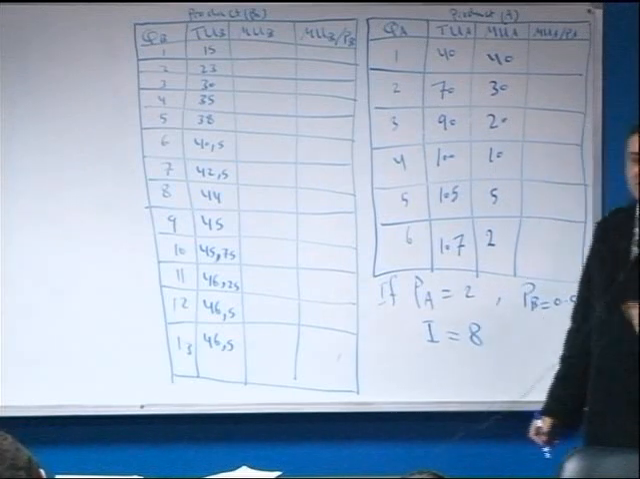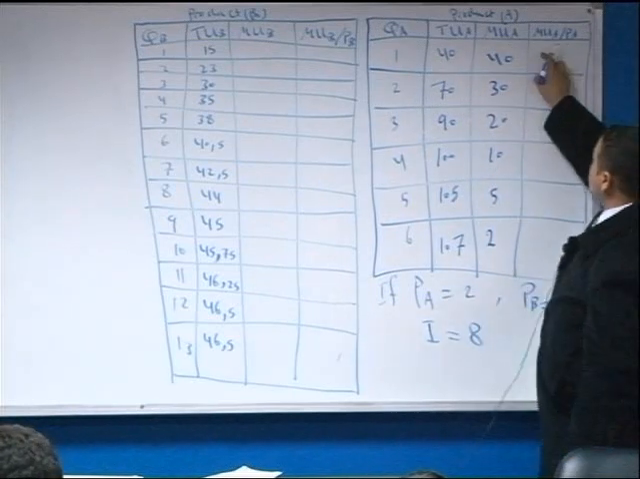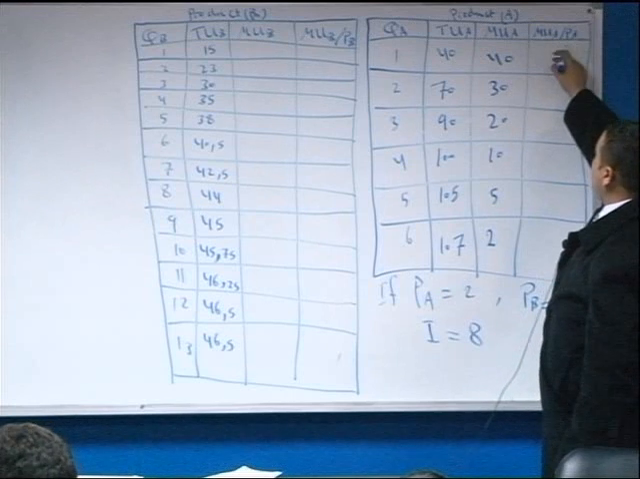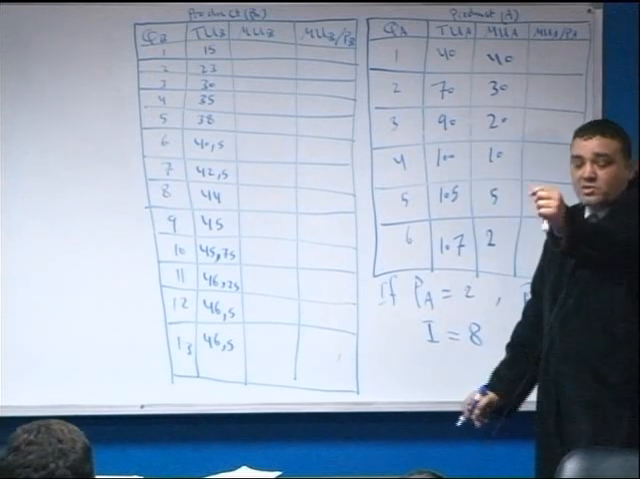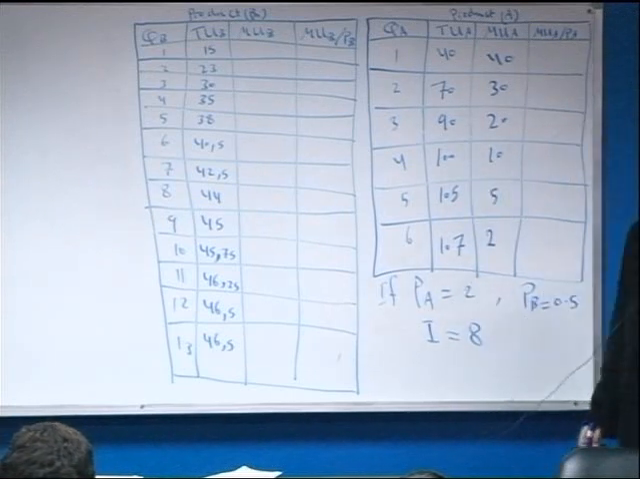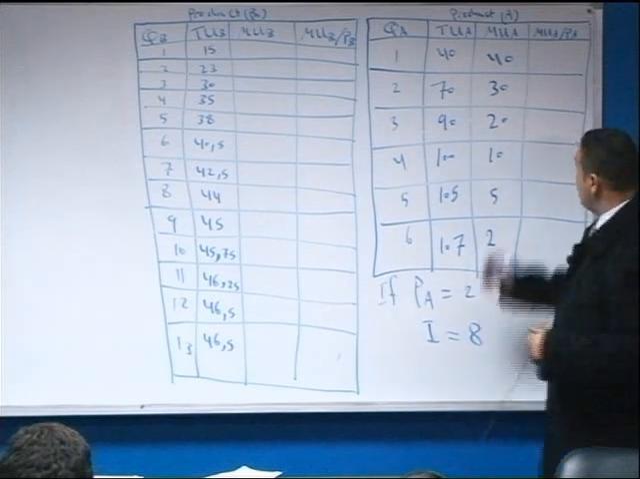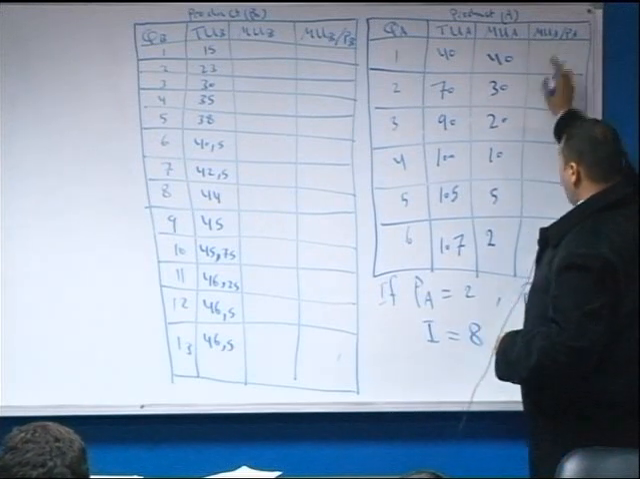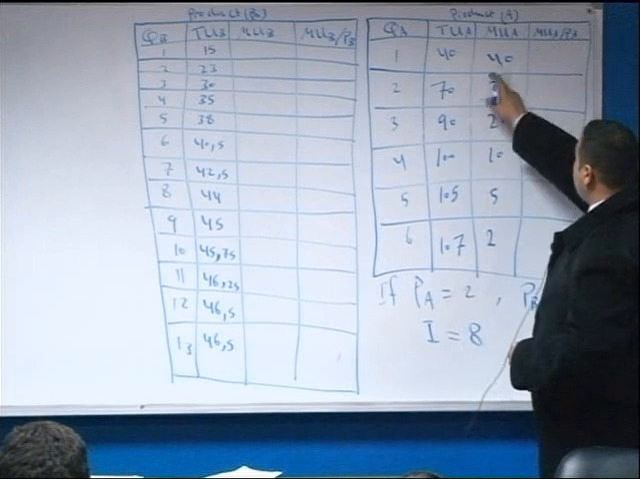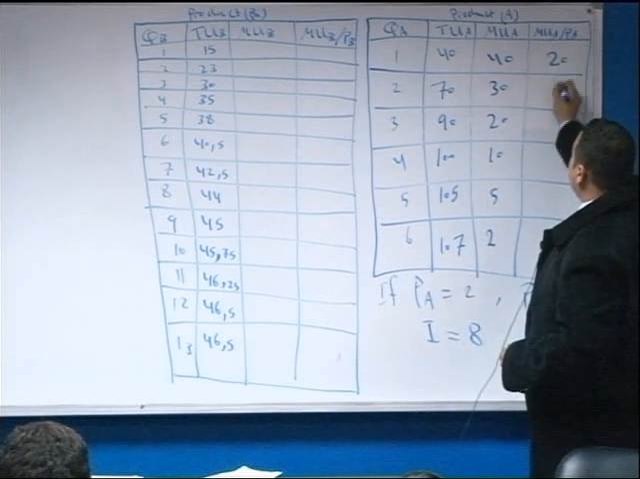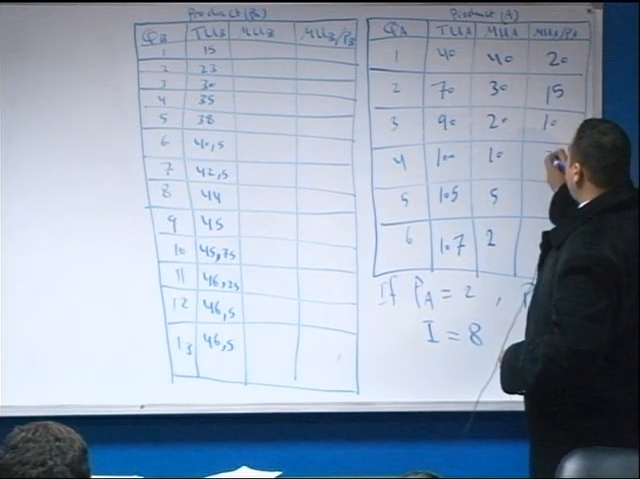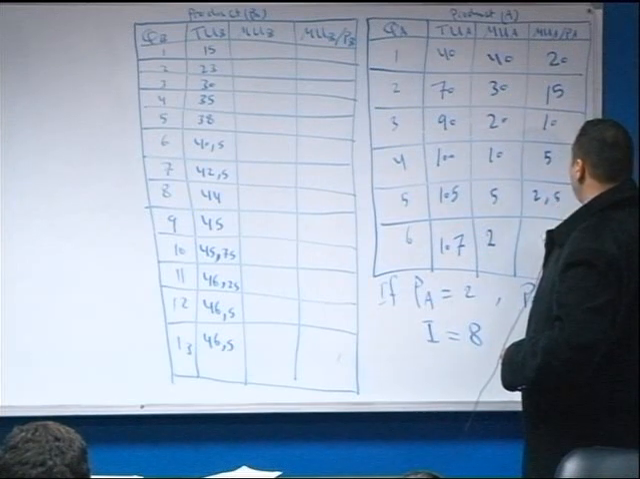Okay. Let's calculate the marginal utility of A over PA. This is the marginal utility for the last dollar spent on product A. MUA over the price of A: 20, 15, 10, 5, 2.5, 1.